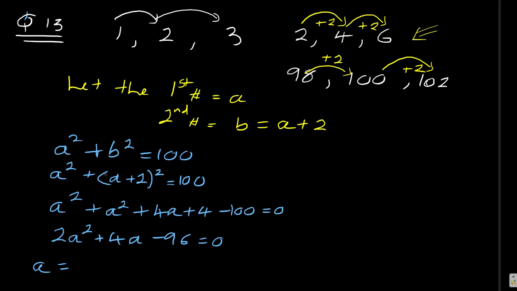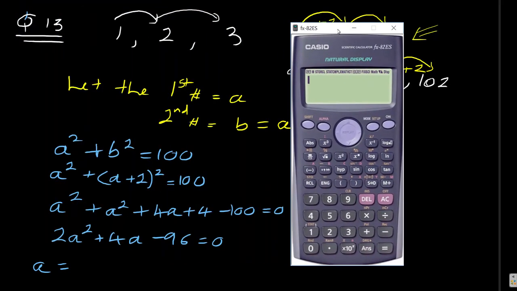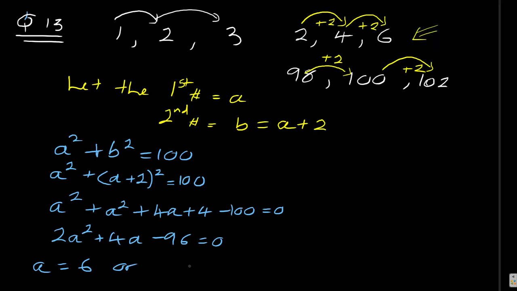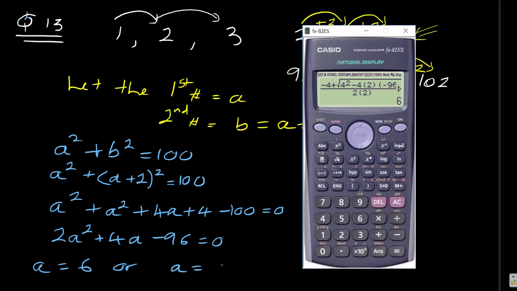Again, if I can bring my calculator, if I'm using my quadratic equation here, I'm going to have minus 4, start with the plus, square root of 4 squared, minus 4, my a is 2, and my c is negative 96, all over 2 times a, which is 2. So if I've done that, my first A is 6, if you can see that, or my A is, if I can play backward and get my negative there, my A is negative 8.